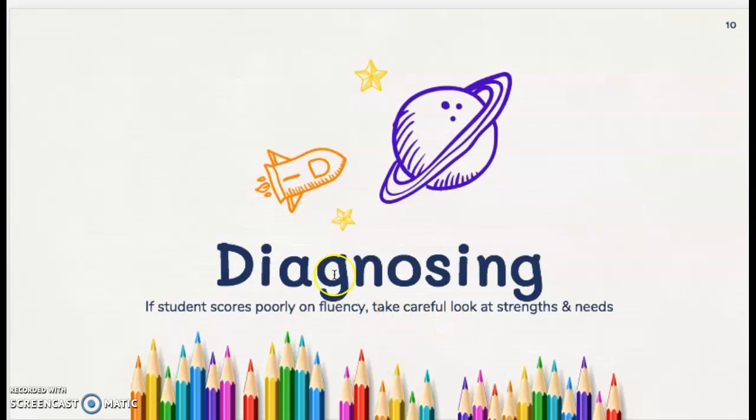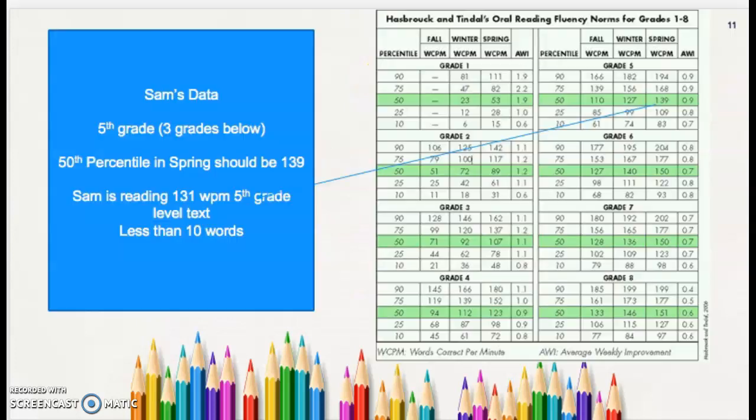Now when you're diagnosing a student, I really want you to remember to look at their strengths as well as their needs and then create that goal. So this is where you can use that chart. So you know that he was reading at a 5th grade level. He's reading 3 grades below.